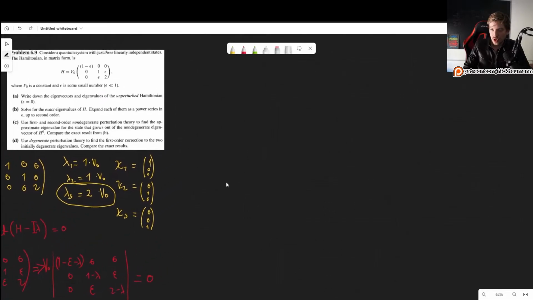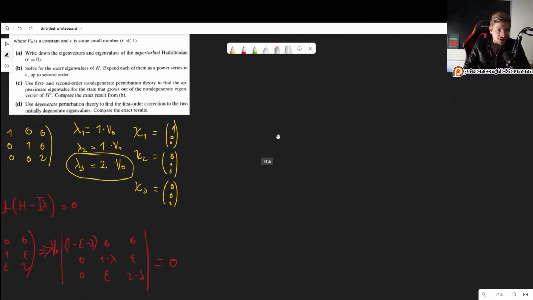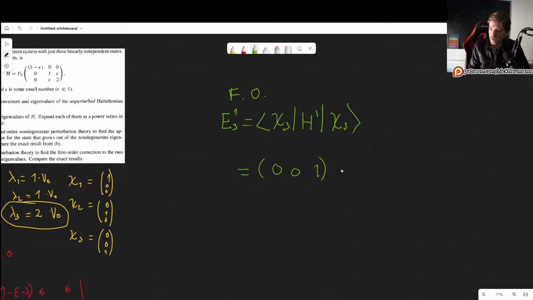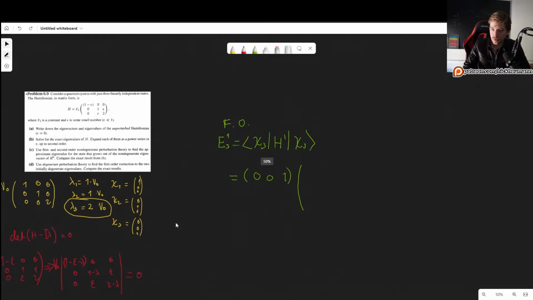So first and second order non-degenerate perturbation theory, of course, because this case is non-degenerate, so there's no point in using degenerate perturbation theory. So first order, how do we do this? Well, the first order correction for this case is going to be, now this is 3 because we are dealing with this third state, simply our wave function, chi3, sandwiched with our perturbation Hamiltonian. Now, what is everything? Well, the bra of this is 0, 0, 1. Then we have our matrix H prime, which we have already seen.